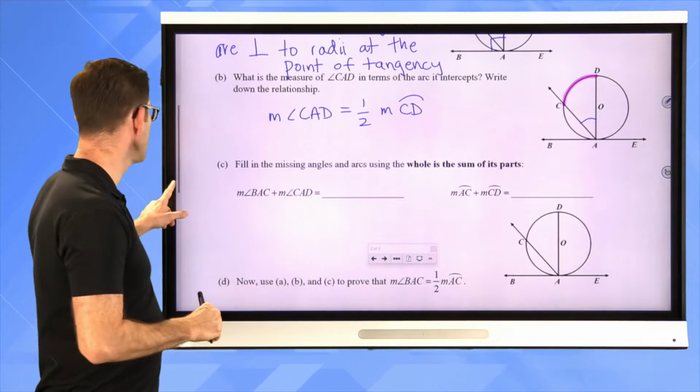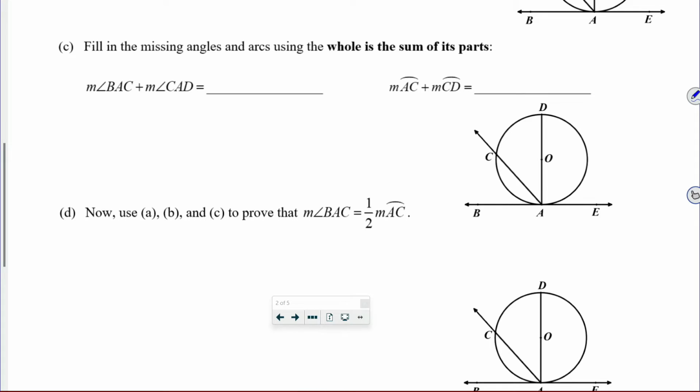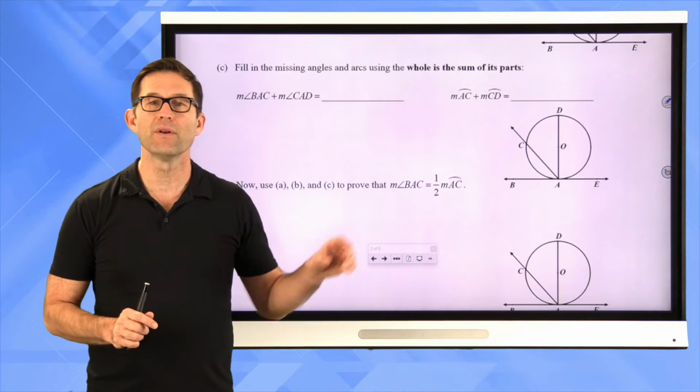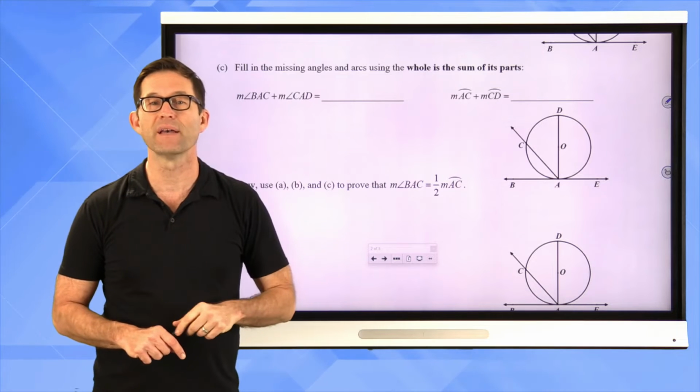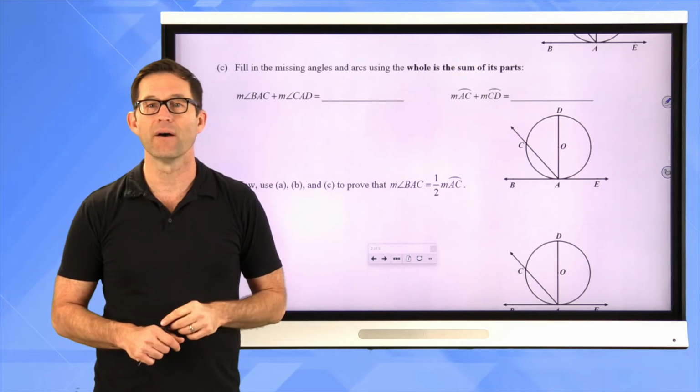Now let's take a look at letter C. Fill in the missing angles and arcs using the whole is the sum of its parts. What I'd like you to do is fill in both of these two things as best as you can. Pause the video now.